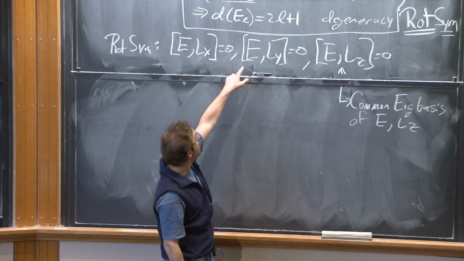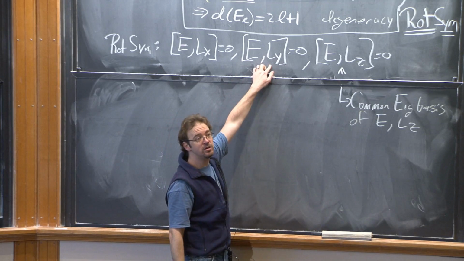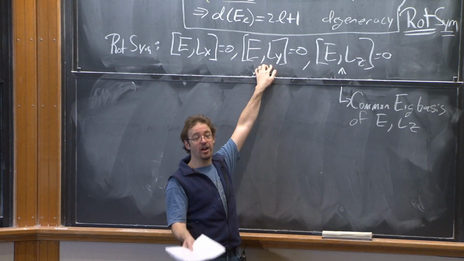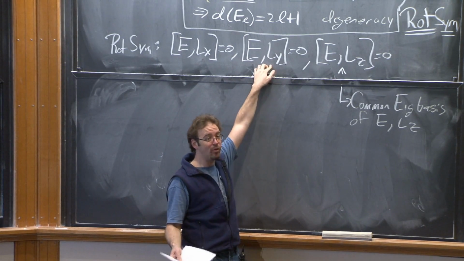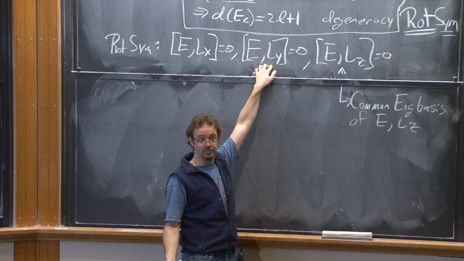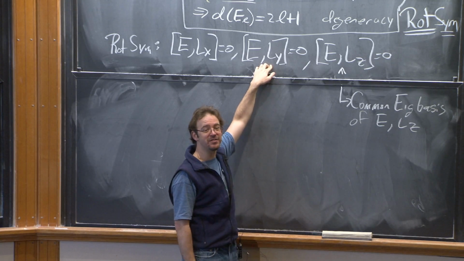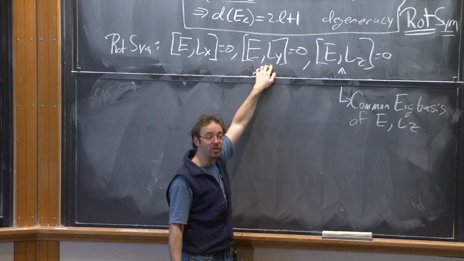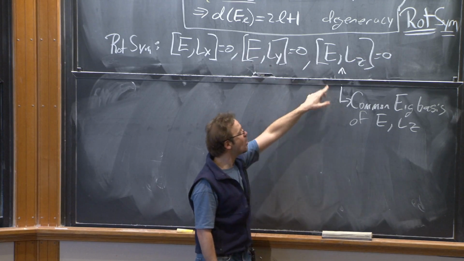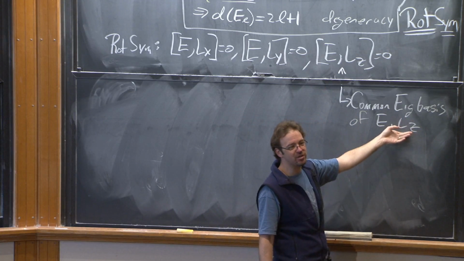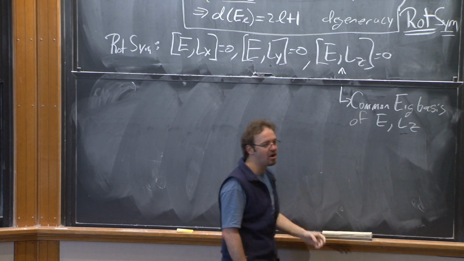Can I also find a common eigenbasis of E, Lz, and Ly? Are there common eigenvectors of E, Lz, and Ly? No. Are there common eigenfunctions of Lz and Ly? No, because they don't commute. E commutes with each of these. So I'm going to pick a common eigenbasis of E and Lz. But I could have picked Lx or I could have picked Ly. I'm just picking Lz because that's our convention.